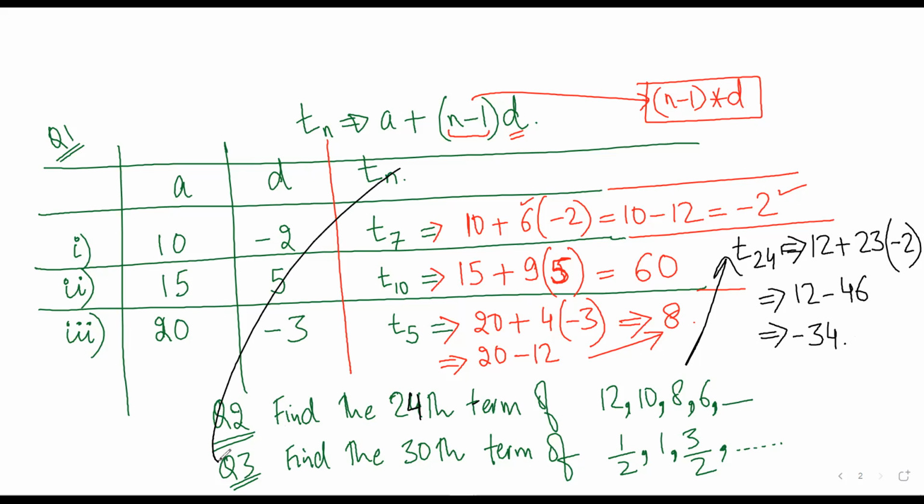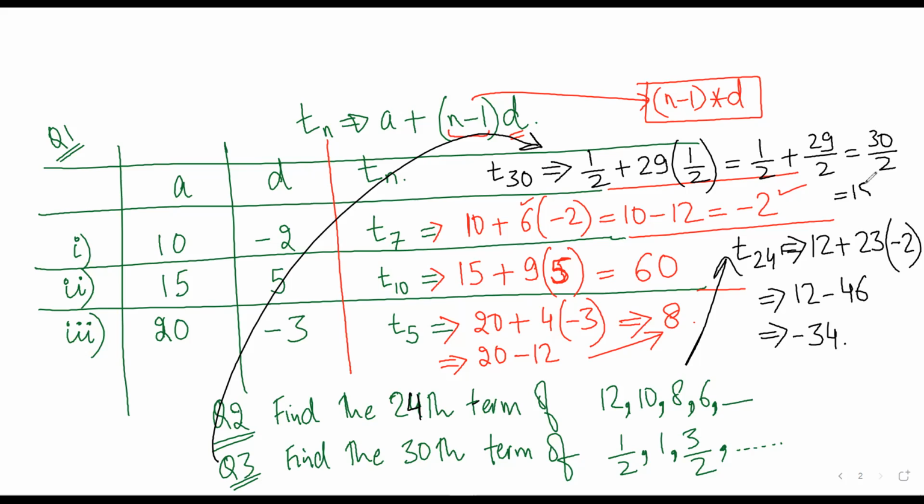Okay. Shivi, question number 3. Question number 3 would be 15. Why 15? 1 upon 2 plus 30 minus 1, 29, into the common difference, 1 upon 2. Mr. Satya, any doubt? No, sir.